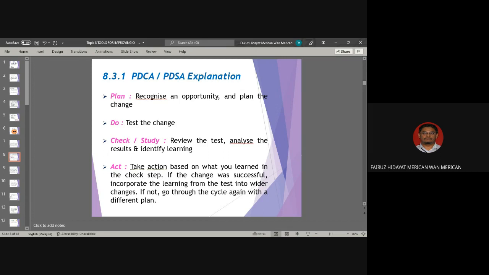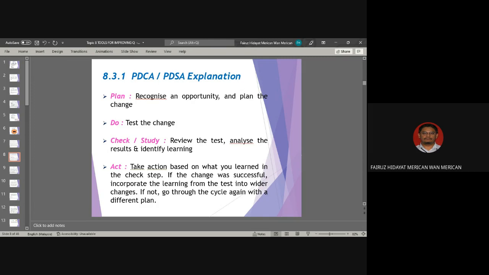And once they've come up with the plan, they will go to the next cycle, which is the do, in which they implement or test the change. They test the change, and then they do the next cycle, which is the check or study, meaning they will review the test and analyze the results.